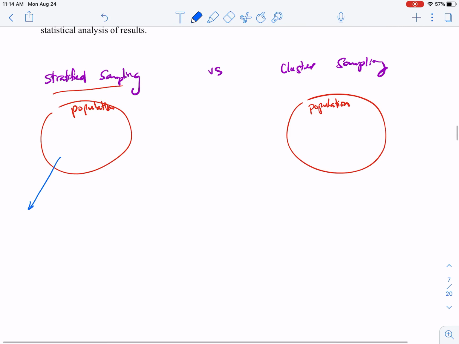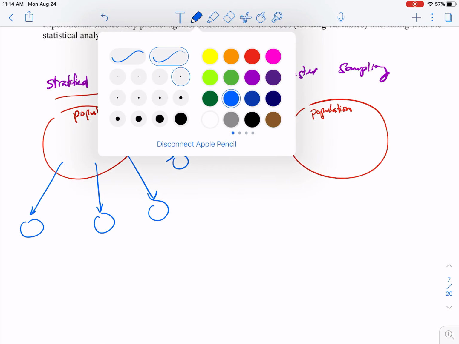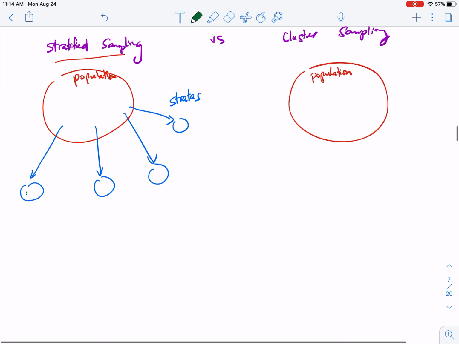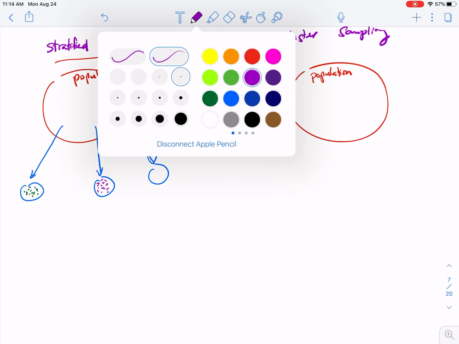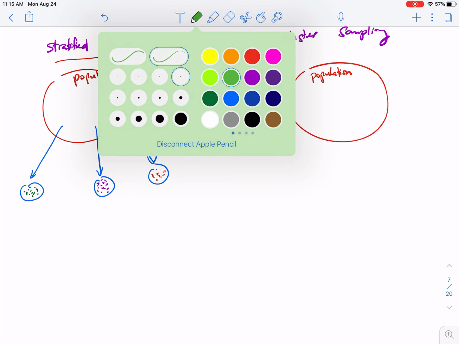So these are strata, where the subjects in each stratum share the same characteristic. All the subjects within the first stratum share the same characteristics, so I'm going to denote them as green. This one would be all purple, different characteristics, over here all red, and maybe this one we do pink. So the individuals in each stratum share the same characteristic.